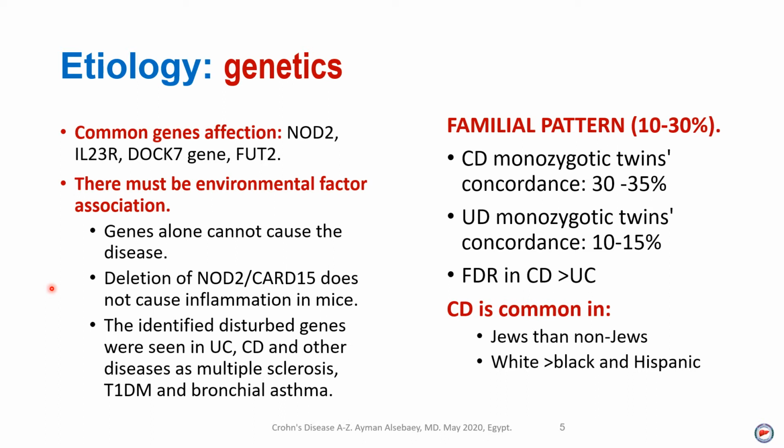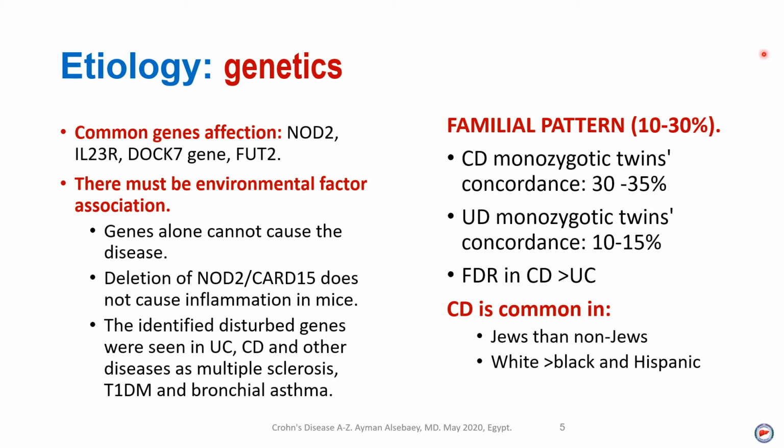The second point is that the gene mutation in Crohn's disease is not peculiar to Crohn's disease, but it is also seen in other diseases like diabetes mellitus type 1, bronchial asthma, multiple sclerosis, and so on. So, the presence of genetic mutation does not mean phenotypic expression of Crohn's disease. The most commonly affected genes are NOD2, interleukin 23R, and FUT2, okay?